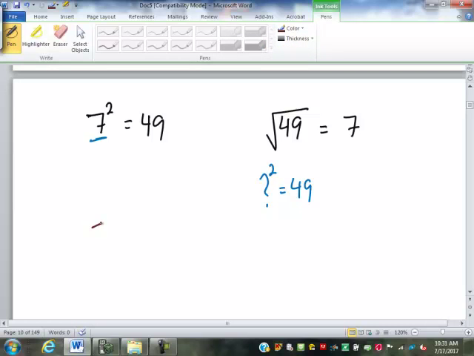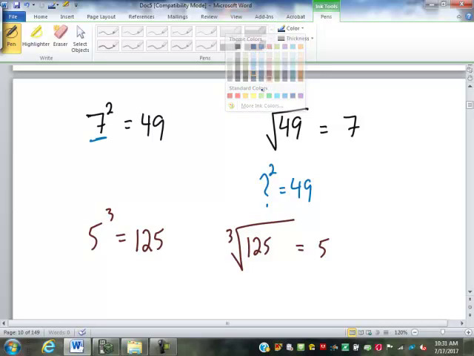So if I have 5 to the power of 3 equals, 5 times 5 is 25 times another 5 is 125. If I want to get from that 125 back to 5, what do I do? It's called a cubed root. It reverses the power of 3.